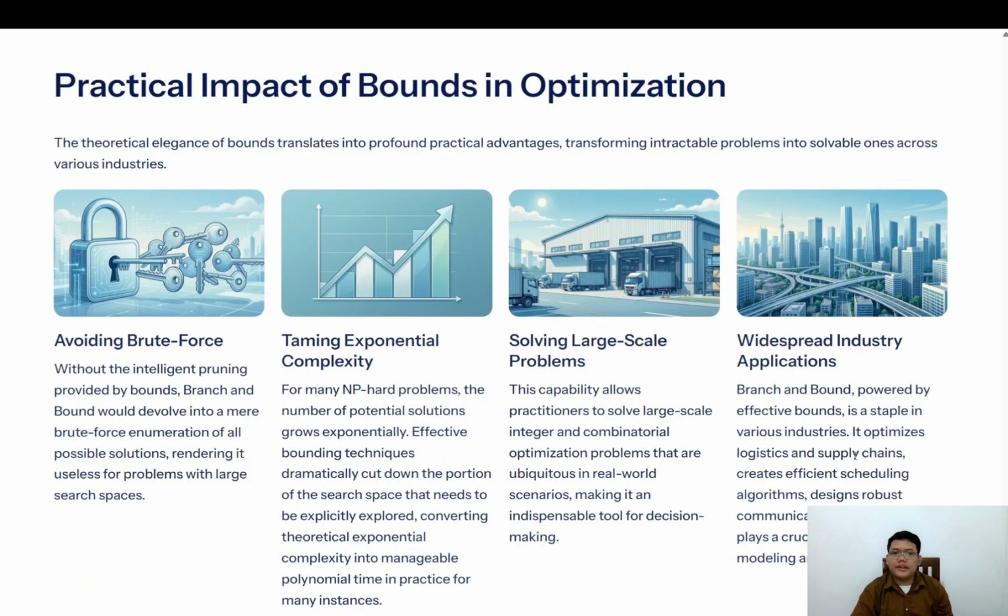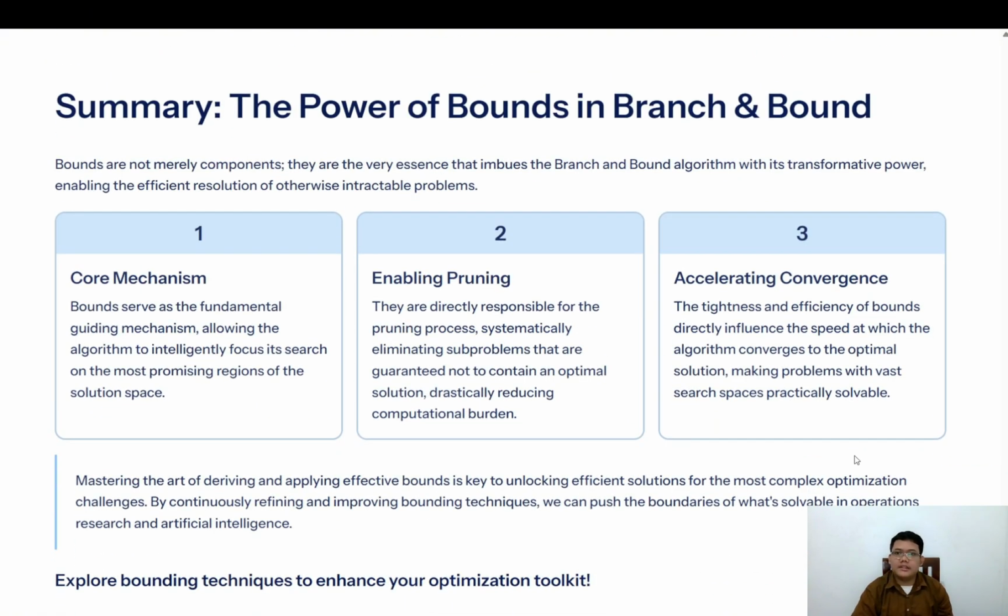Practical impact of bounds in optimization. Avoiding brute force, taming exponential complexity, solving large-scale problems, widespread industry application. Summary, the power of bounds in branch and bound.